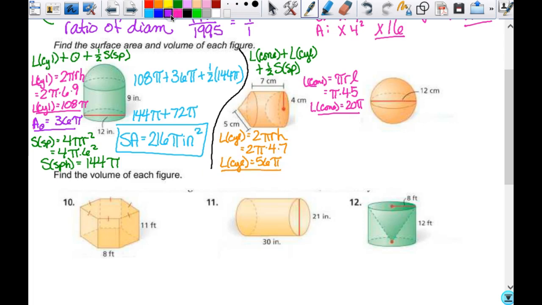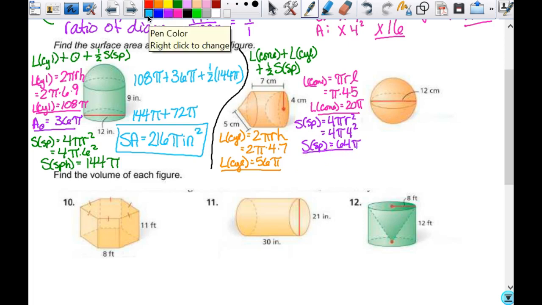Then surface area of the sphere is 4 pi r squared. It's 4 times pi times 4 squared. 16 times 4 is 64 pi. Okay, so there are all my pieces.